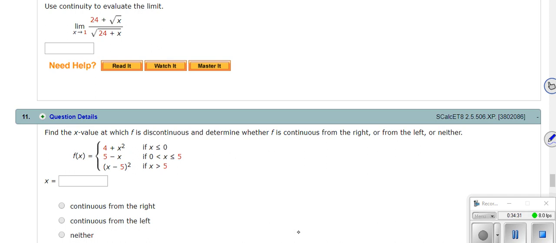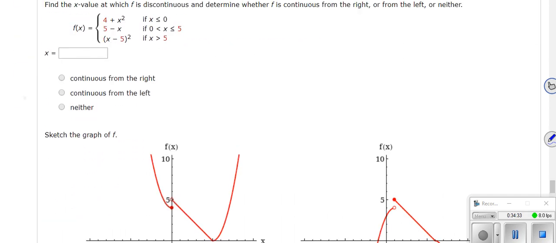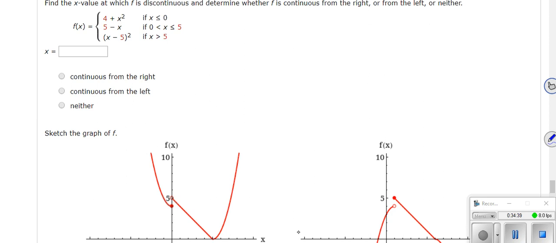Now, number 11. Again, piecewise function. So find the x value at which f is discontinuous and determine whether f is continuous from the right or from the left or neither. Okay, you're going to have to do some graphing here. Again, just want to point out that you've got 3 different graphs.